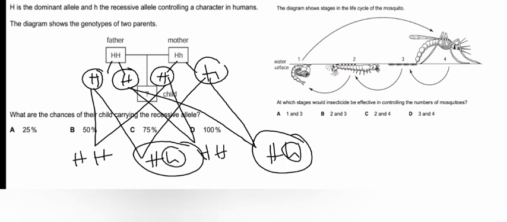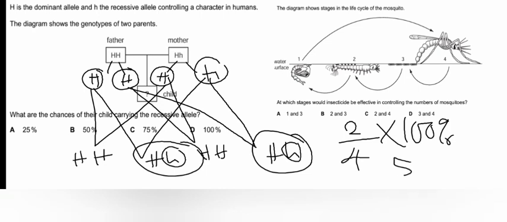Now how many are they? There are 2. So we can say 2 divided by the total number of offspring that we have here, which is about 4. So we can say 4 multiplied by 100%. Computing this, we are going to get 50%. Meaning the answer here is just going to be B.